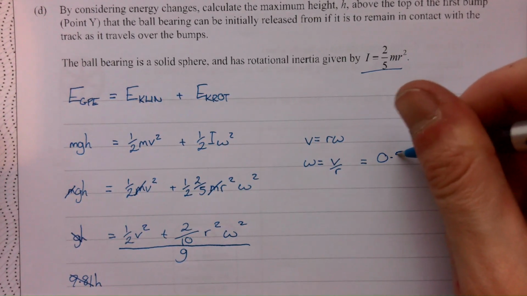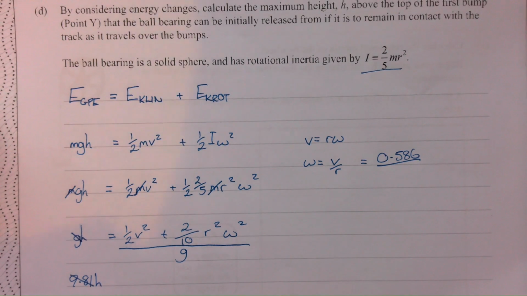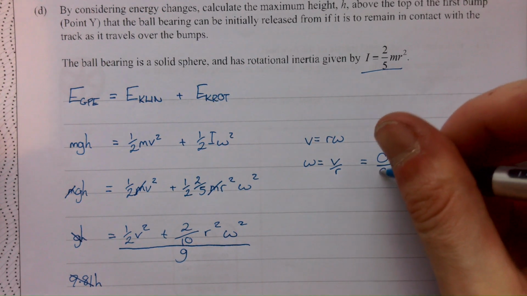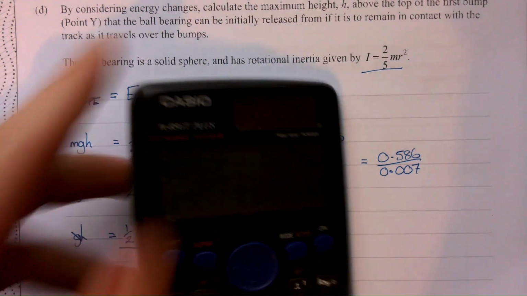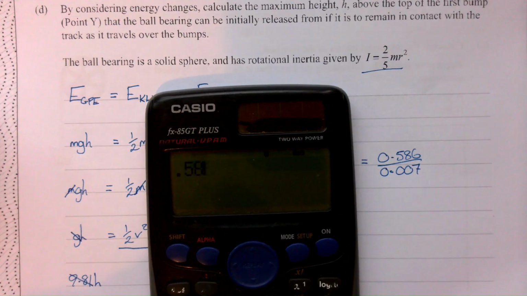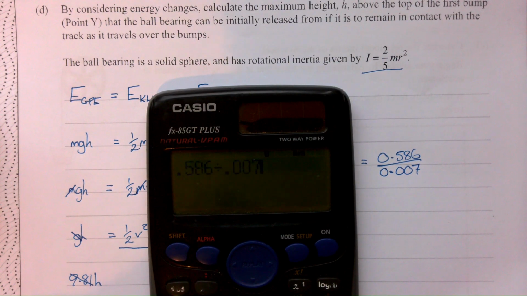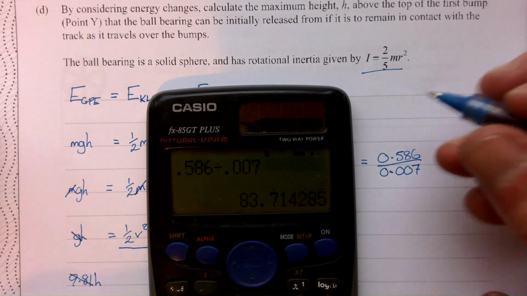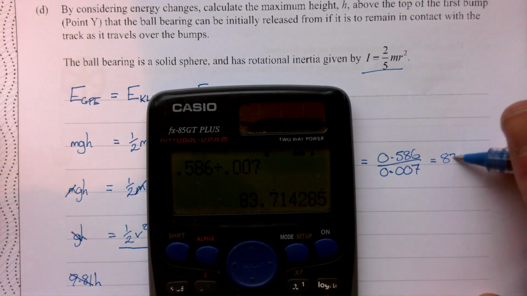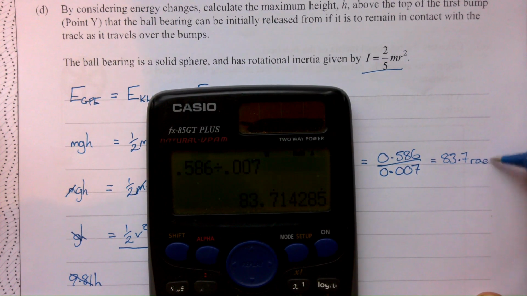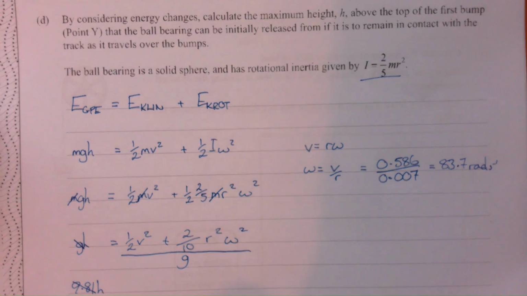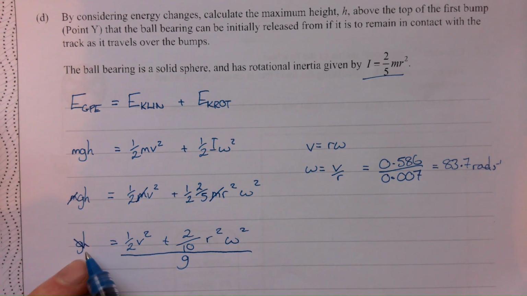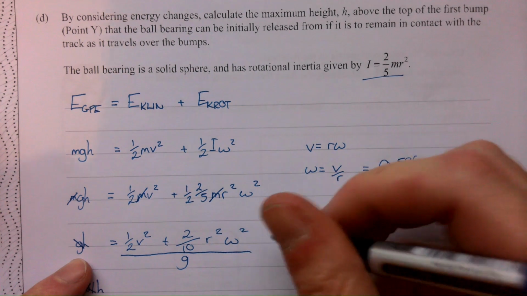So 0.586 goes on top, and the radius of our ball was 7 millimeters, which is 0.007 meters. So now we can put that into a calculator. 0.586 divided by 0.007 gives us 83.7 radians per second. Okay. So now, all we're going to do is throw all of our different values into this equation, and we'll get h at the end of it.